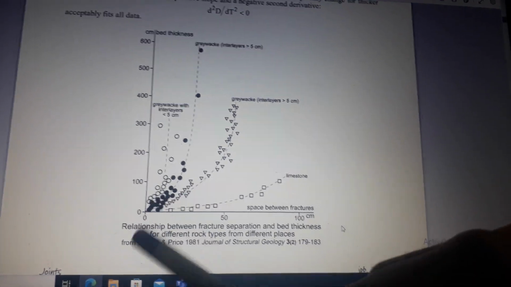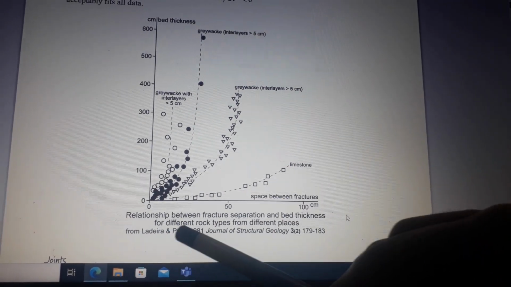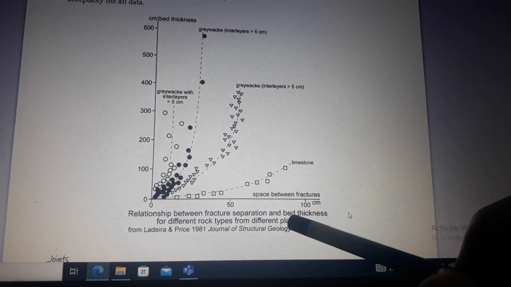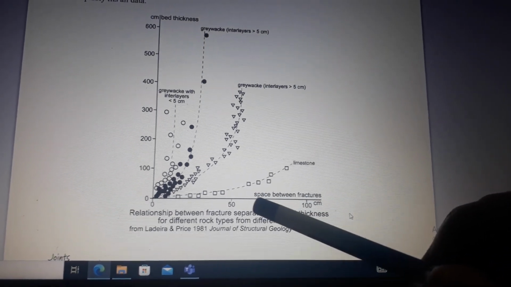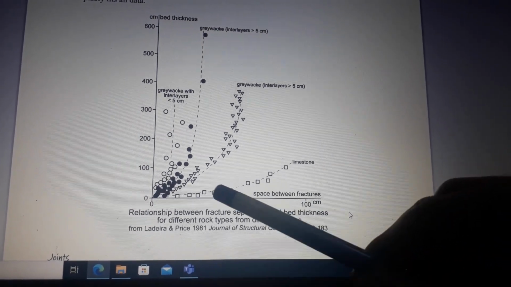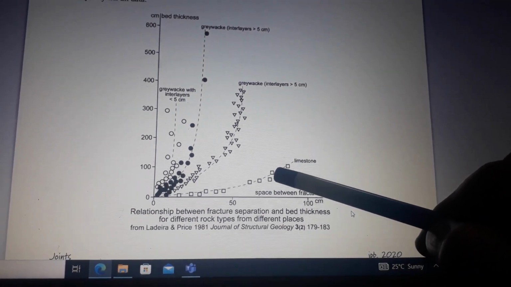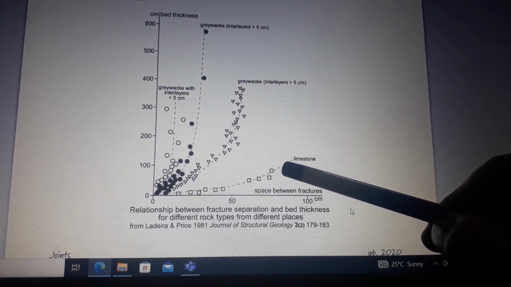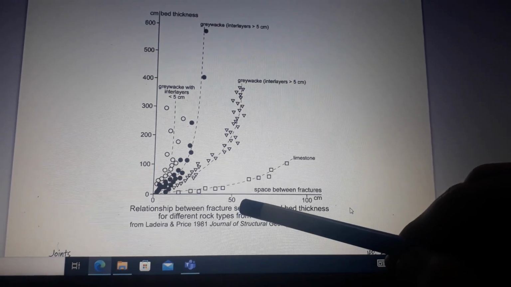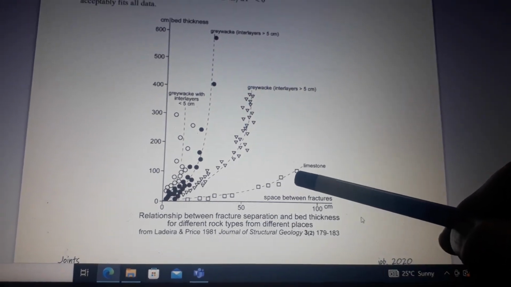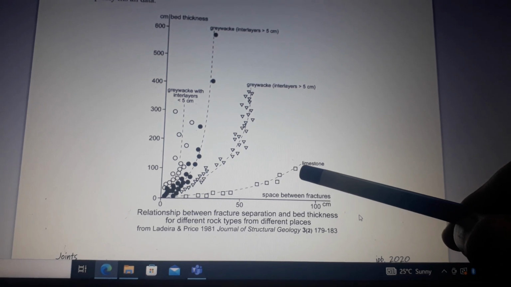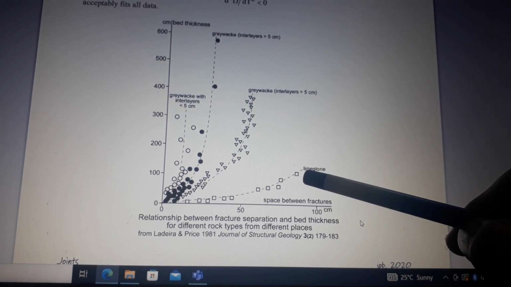Here is the relationship between fracture separation and bed thickness for different rock types from different places. For example, here limestone lies between 0 and 100, or around it, up to the 100 centimeter mark.